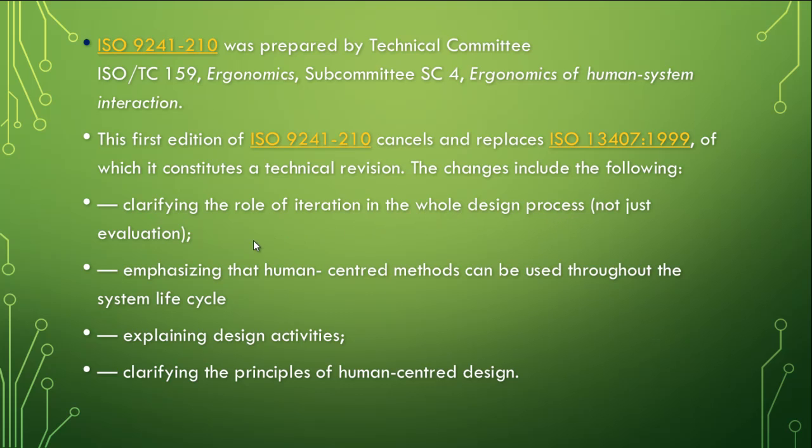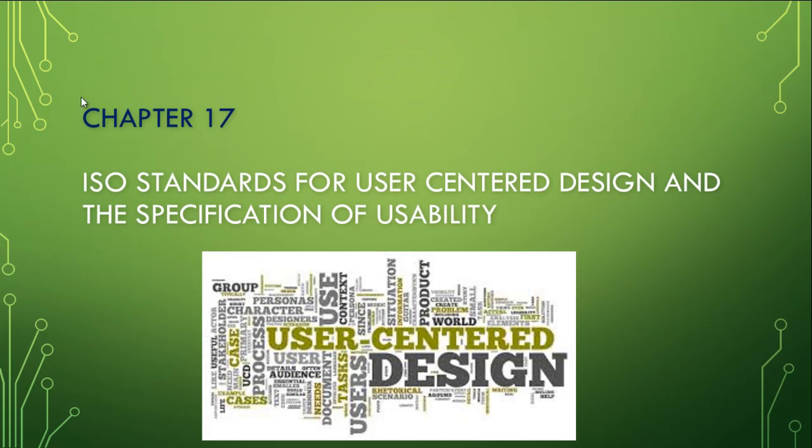So not just evaluation but actually iteration. Emphasizing that human-centered methods can be used throughout the system lifecycle. Explaining design activities. Clarifying the principles of human-centered design. You can actually find it in chapter 17, the ISO standards for user-centered design and the specification of usability. Now remember, everything is more or less user-centered design.